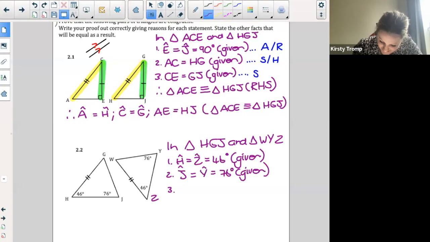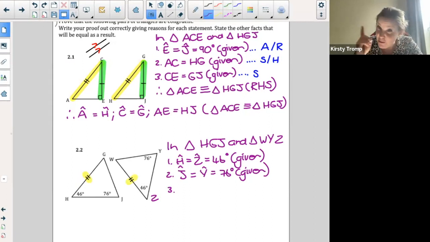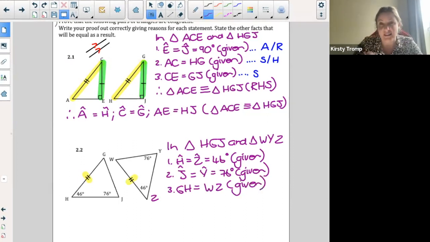I haven't worked it out yet. That's okay. Let's have a look here. Do we see an equal side? Maybe. What about this? GH and WZ are parallel. Careful, not parallel. They're equal. GH is equal to WZ. Reason? Given. Awesome. Well done. Thanks, Omar, for helping me out.